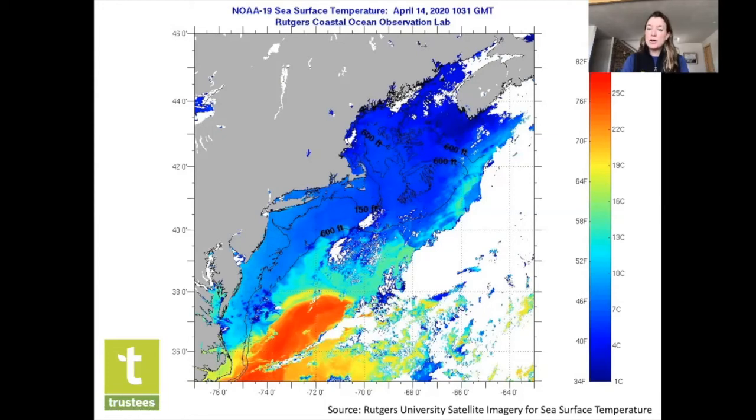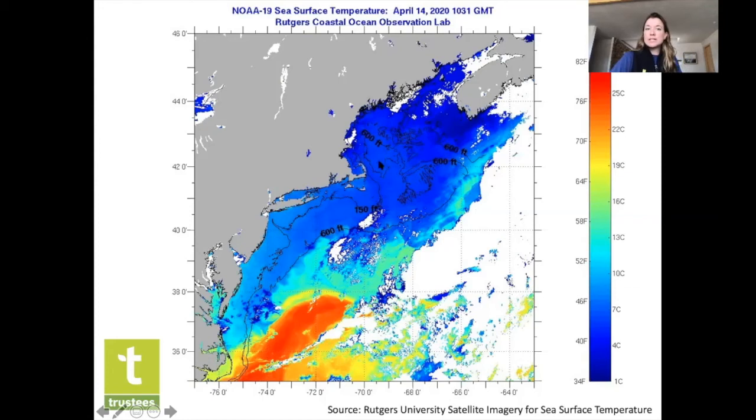Let's think back to our migration triggers. And we're going to be looking at two of these migration triggers where it relates to striped bass. First one is temperature. So this map here is showing sea surface temperature from April 14th here in the Northwest Atlantic, so off the northeast coast of the United States. So you'll see on the right here, we have our scale showing us the temperature. And as it goes lighter in color up towards the yellows, orange, and reds, it's getting warmer. And the cooler colors are obviously cooler.